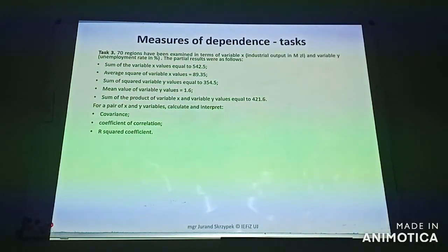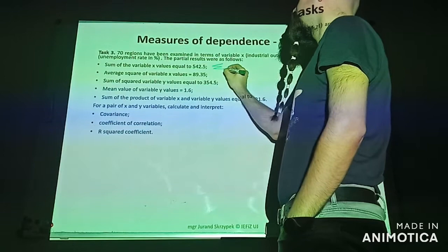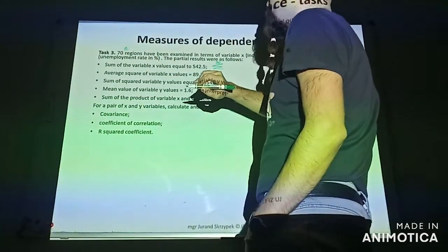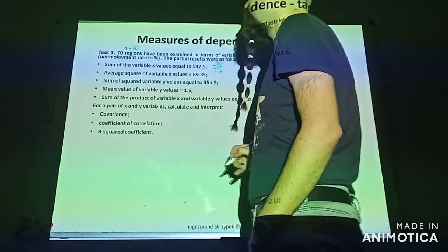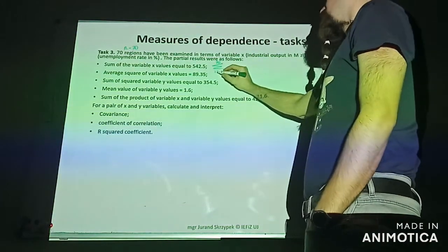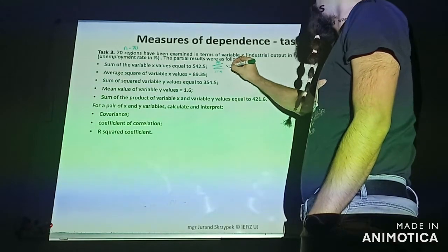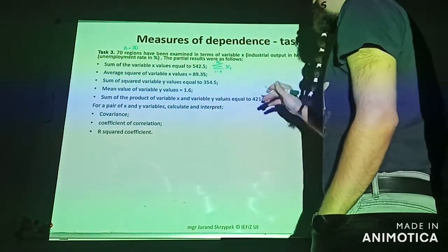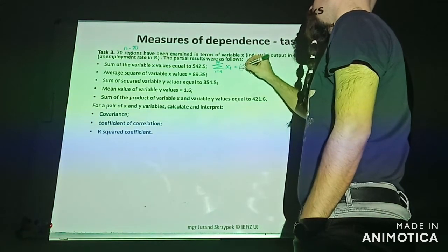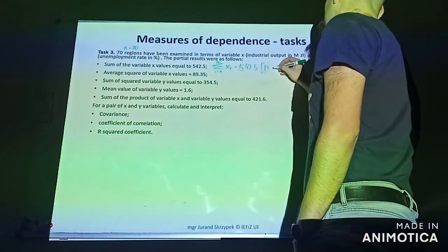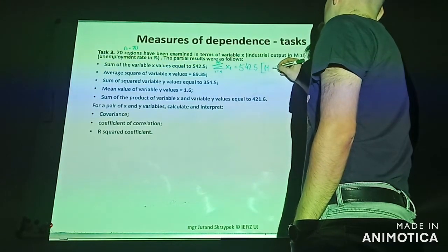Okay, let's write it down using mathematical operators. The sum from i equal 1 up to 70, yes, because here we have examined 70 regions. Alright, so the population size is 70. The sum from i equal 1 up to 70 of xi, because this is the sum of all values of x, is equal to 542.5, and we know that this variable is measured in million zlotys.